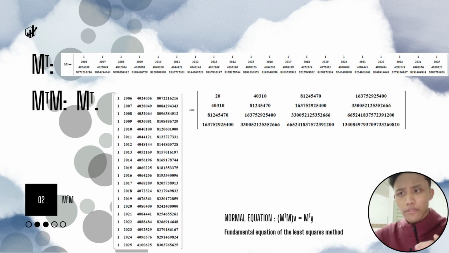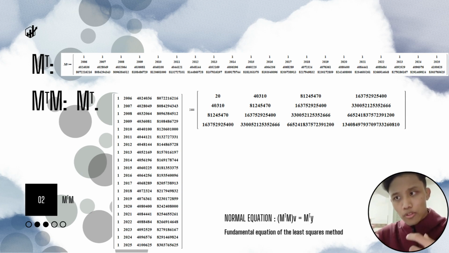This brings us to the fundamental equation of the least square method, which is the product of M transpose M times V equals M transpose Y. In this step, we are focusing on the left side of that equation by calculating M transpose M.